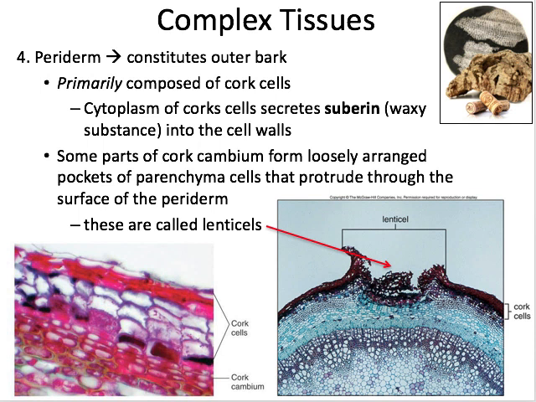Some parts of the cork cambium form a loosely arranged pocket of parenchyma cells that actually protrude through the surface of the periderm. This is referred to as a lenticel. You can think of it as an opening or a pore in the bark that allows the woody tissues to breathe.